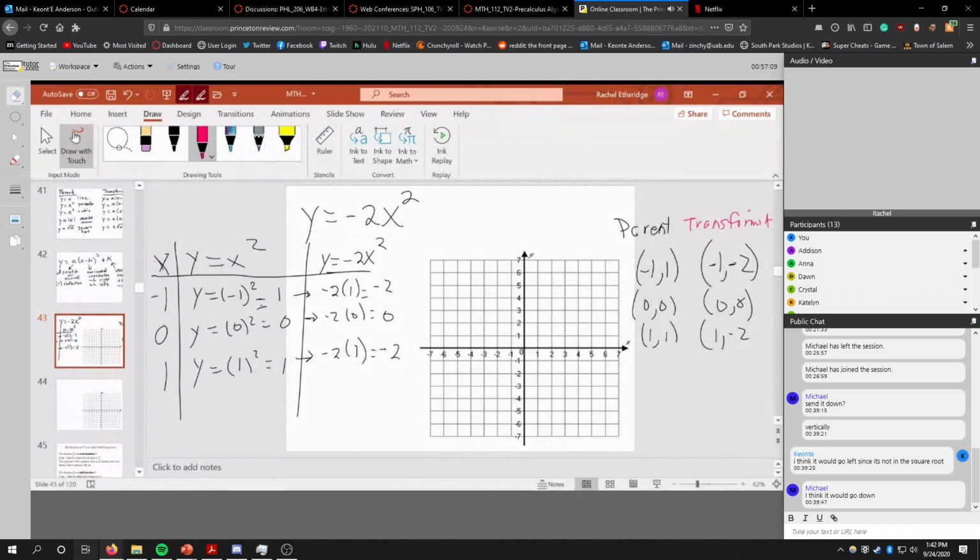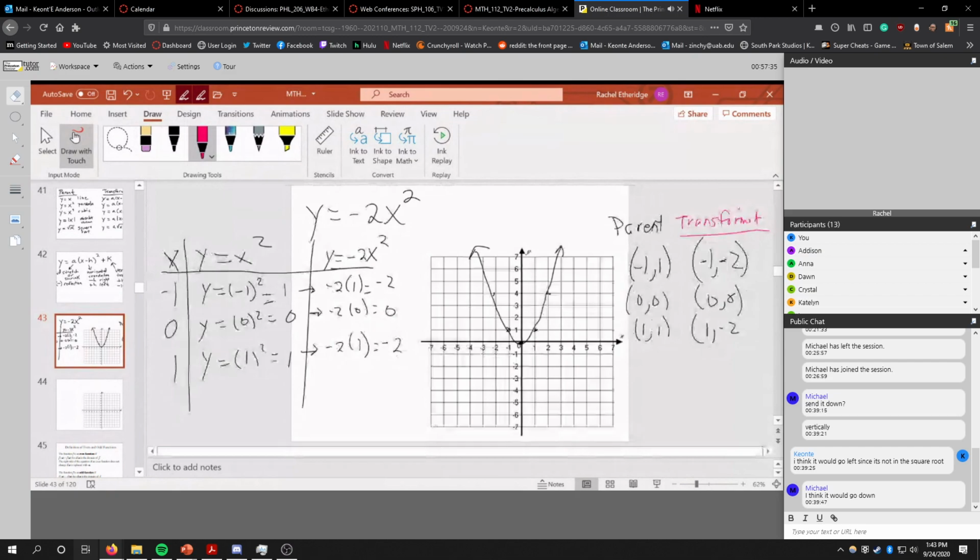So I'm gonna do both. I'm gonna graph the parent graph, looks like, so I can show you how this works. So it would be 0, 0, 1, 1, and I know if I did one more point, it would be 2, 4. So this would be my parent graph. And then my transformed graph would be here.